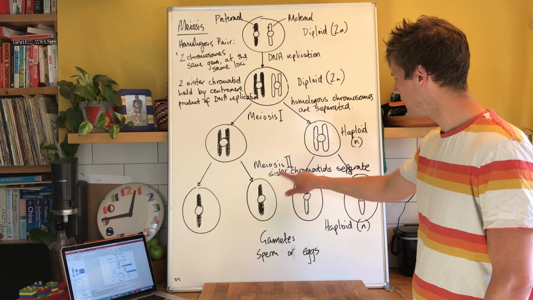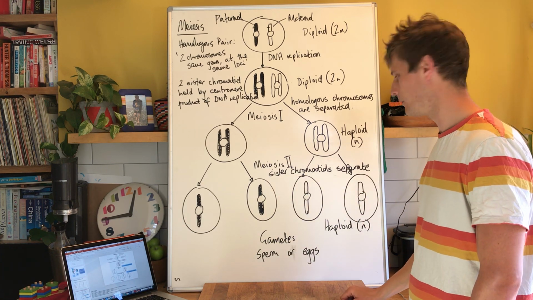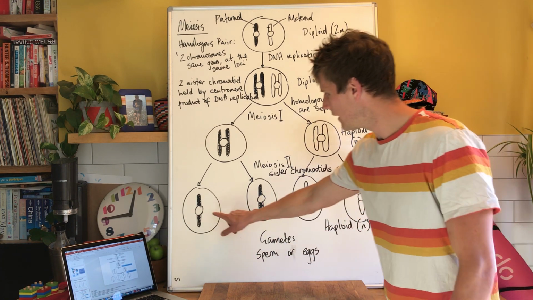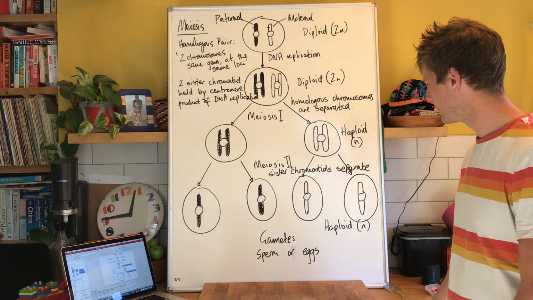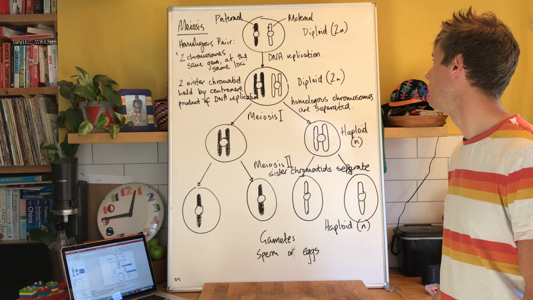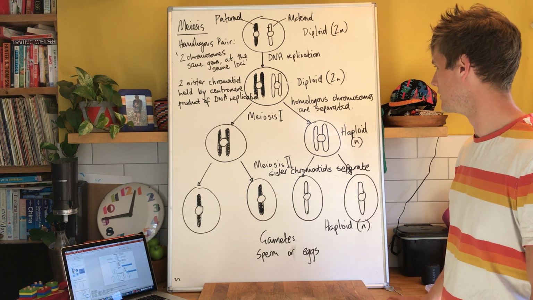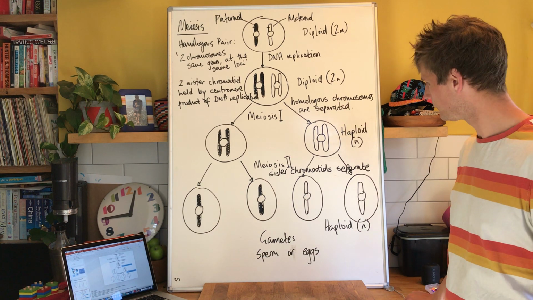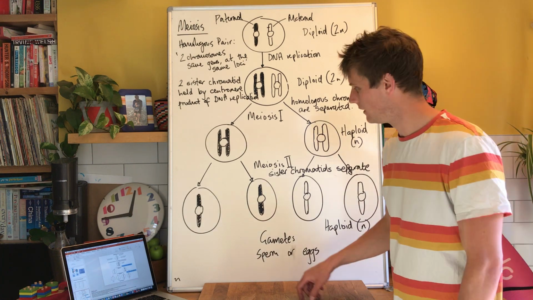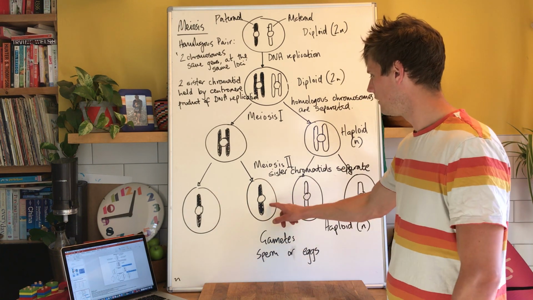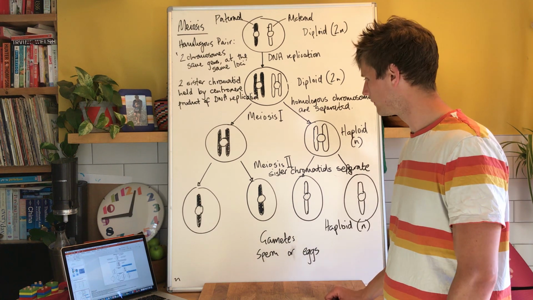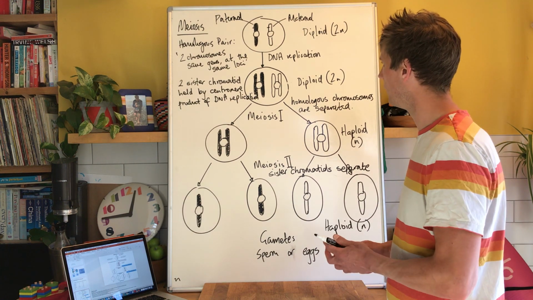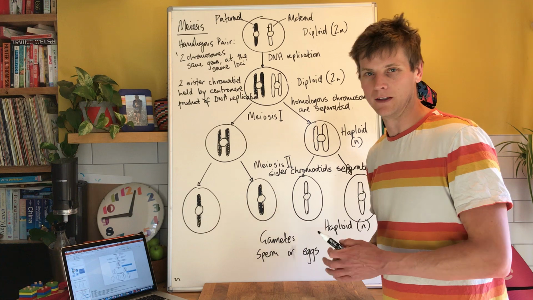Second meiotic division, the sister chromatids become separated. Each one of the gametes contains one chromosome from the original diploid cell. So it may contain a paternal chromosome or a maternal chromosome. And we'll stop there, and I'll come back with another video shortly. Okay.